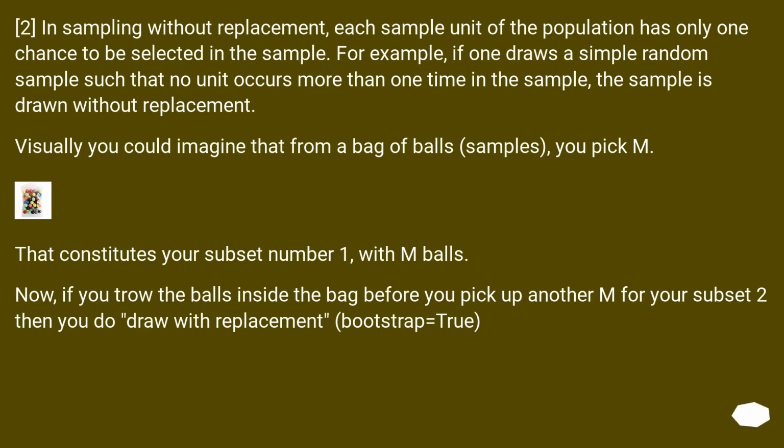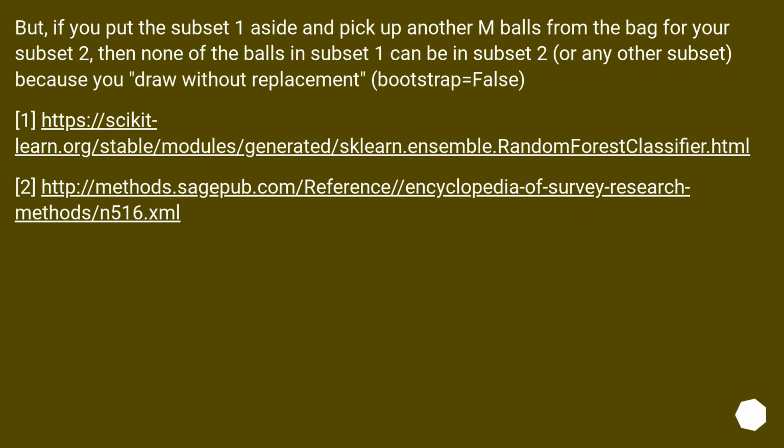That constitutes your subset number 1, with M balls. Now, if you throw the balls inside the bag before you pick up another M for your subset 2, then you do draw with replacement, bootstrap equals true. But if you put the subset 1 aside and pick up another M balls from the bag for your subset 2, then none of the balls in subset 1 can be in subset 2, or any other subset, because you draw without replacement, bootstrap equals false.